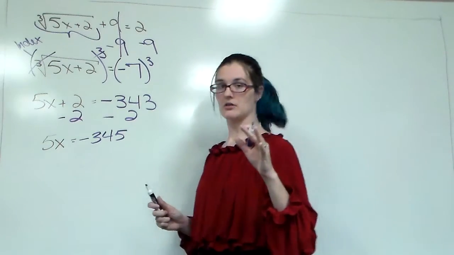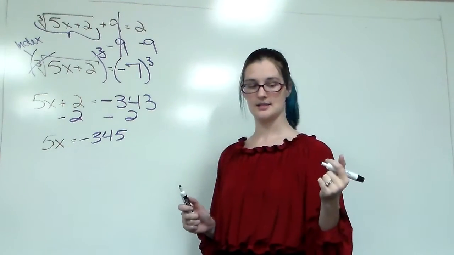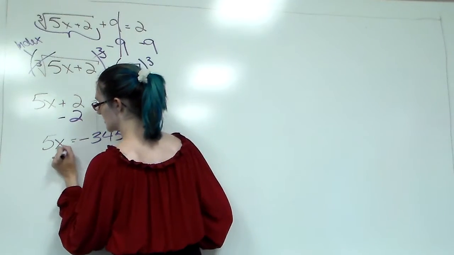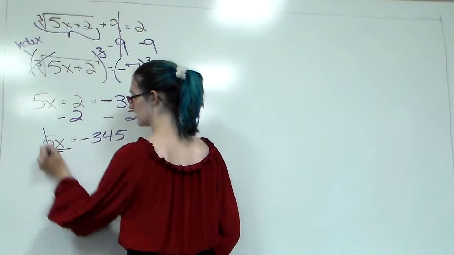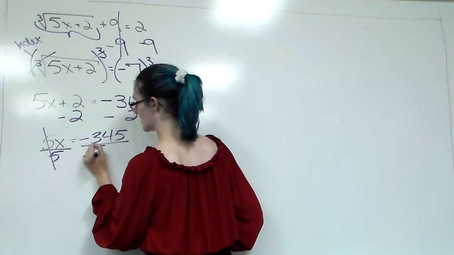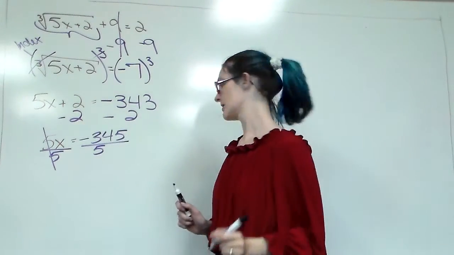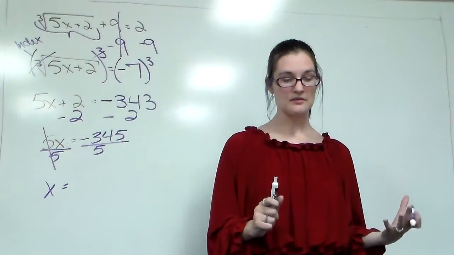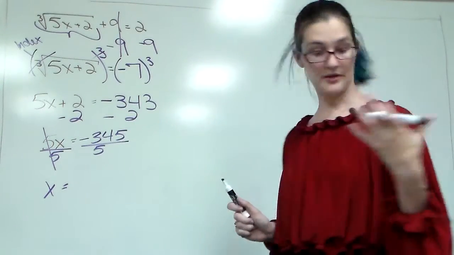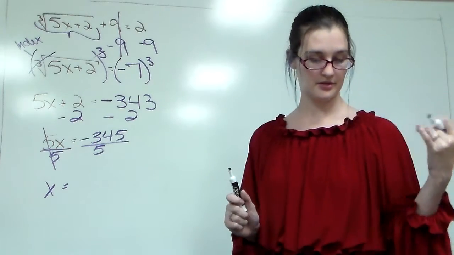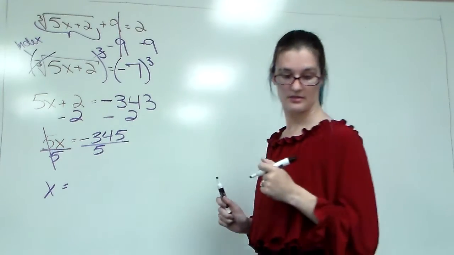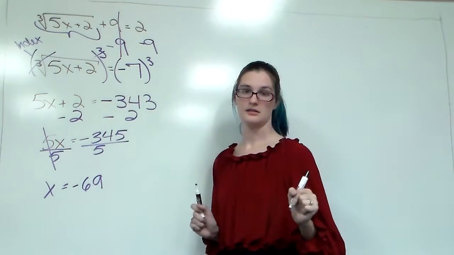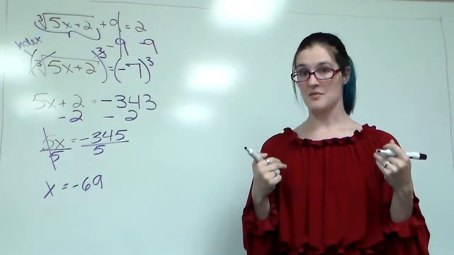Any hesitation will be amplified on the test. 5 is being multiplied to the x, so to get rid of it, we're going to divide. What we do to one side, we do to the other. x equals negative 345 divided by 5, which is negative 69.